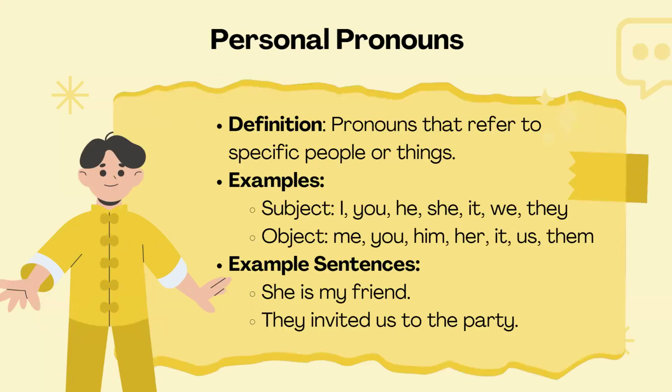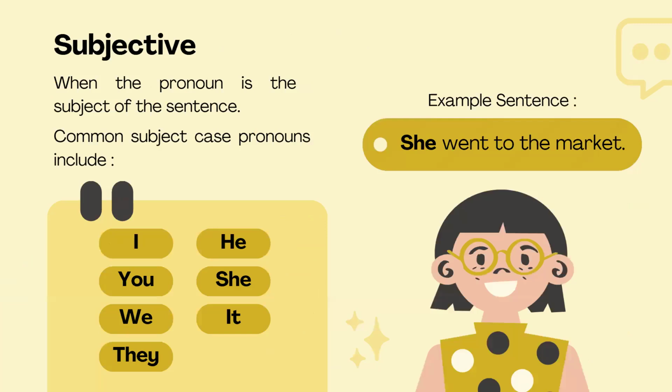First comes the personal pronoun. It represents specific people, animals, or things. They change depending on who is speaking, to whom, and about whom. So the first one, the subject pronoun, is the one which does the action, which includes I, you, he, she, it, we, they. Example, she went to the market.